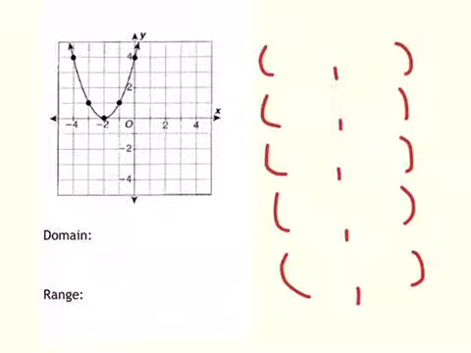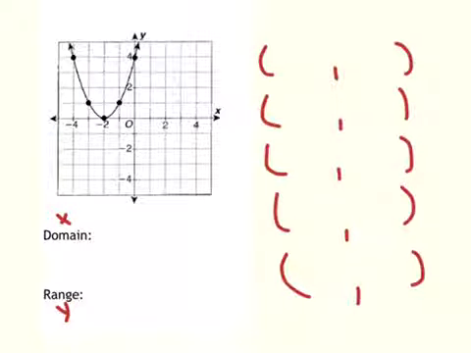Hey everyone, we are going to be going over the review you were given for the test coming up in this video. So the first thing we're going to do is start right off with number 1. You're asked to find the domain and range of the graph given. And the key to remember is that the domain is x values and the range is y values.